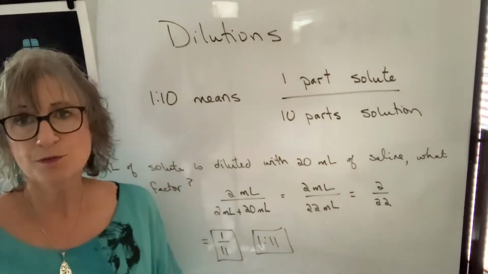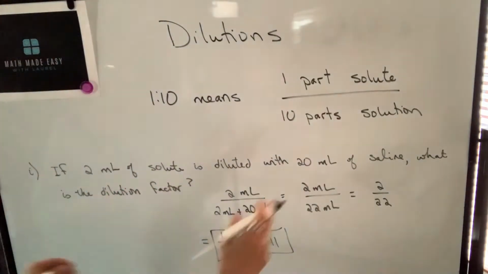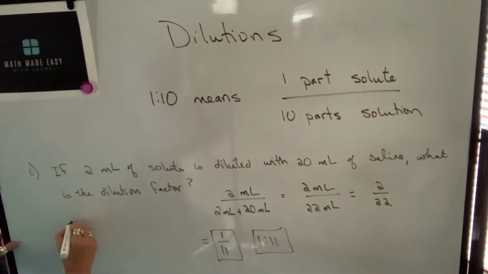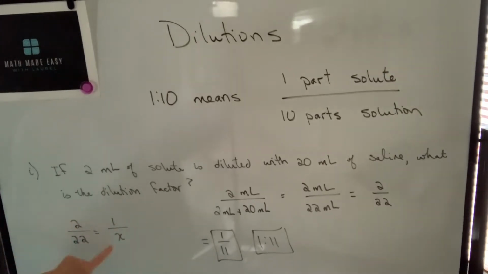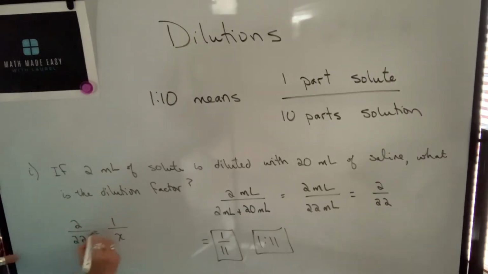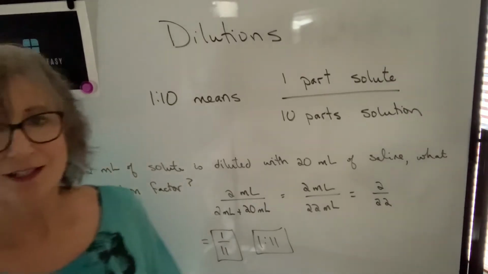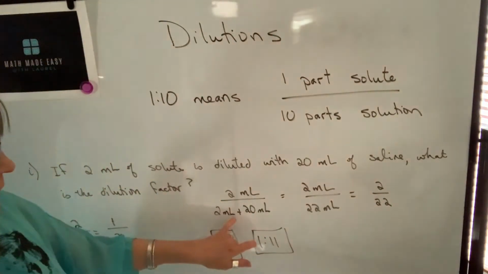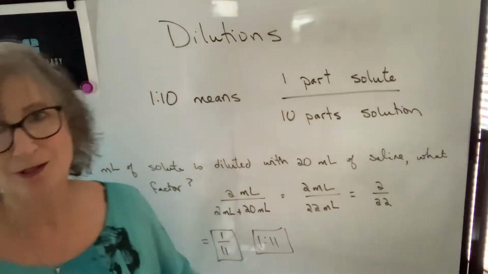Or you could use proportion if you wanted to change 2 to 22 to a ratio with 1 to something. You could do that as well. So cross multiply: 2 times x is 2x equals 22 times 1 is 22. Divide both sides by 2 and we get 11. So it will be a 1 to 11 dilution. The key is don't forget to add your solute with your solvent to get your total solution.